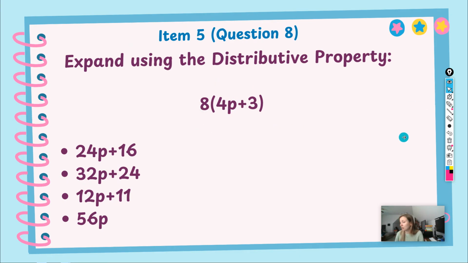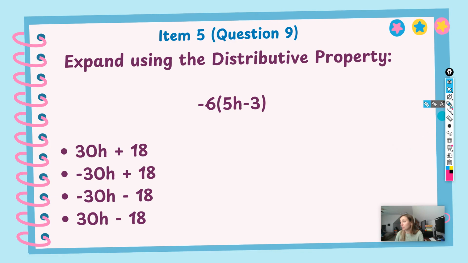All right, and then our next question, we've got some negative numbers here that you have to be careful with. You can always use a calculator to double check this. But you've got negative 6 times 5h. So remember that a negative times a positive will be a negative number. So negative 6 times 5 is negative 30h.